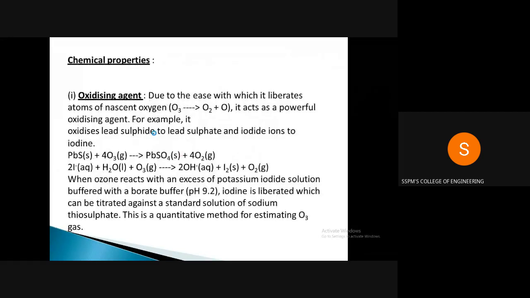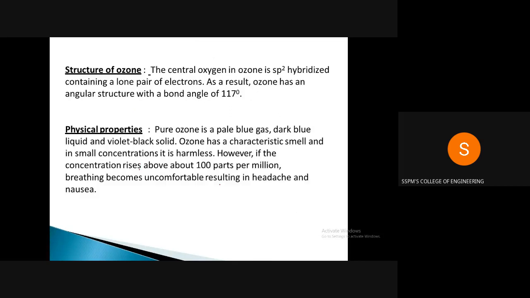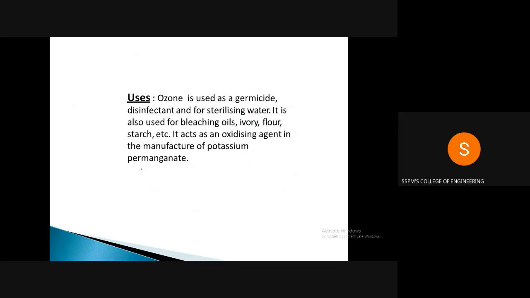There are many forms of oxygen. It is dioxygen, and now ozone. Ozone means O3. The structure of ozone and the physical properties of ozone are also important points. A question may be asked on the uses of ozone. It is used for bleaching oils, ivory, flavor, and starch. It acts as an oxidizing agent in the manufacture of potassium permanganate.